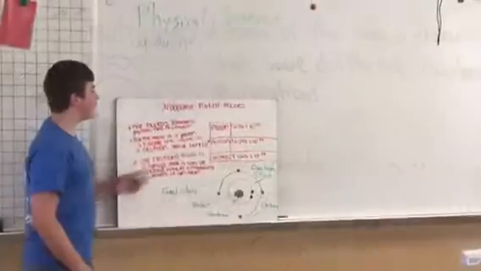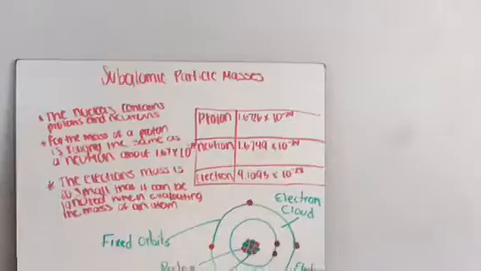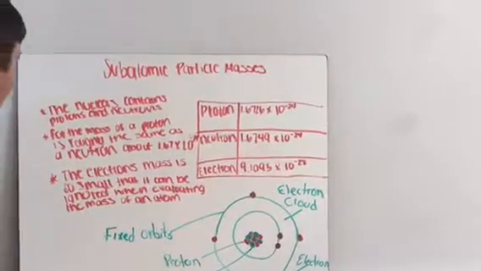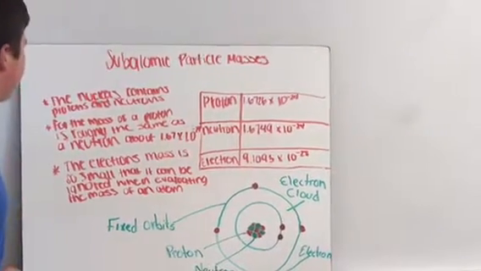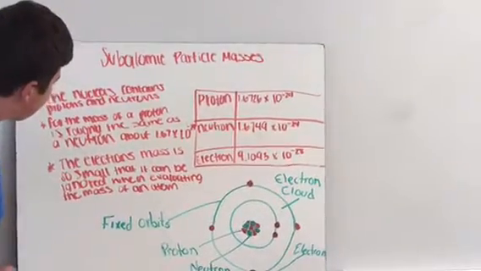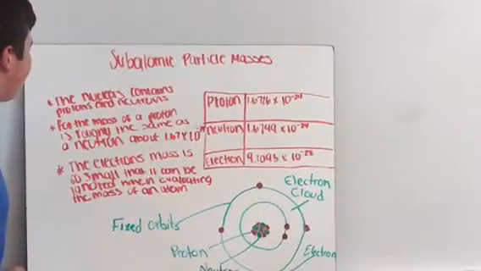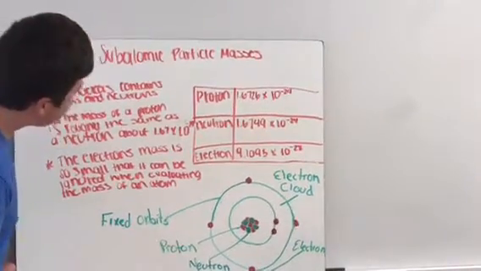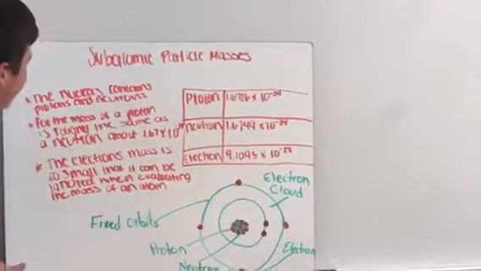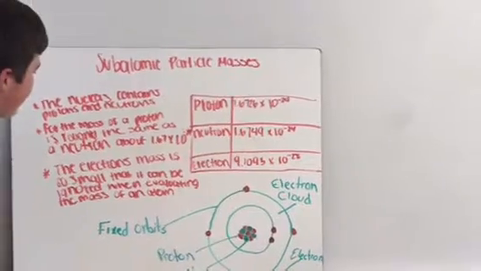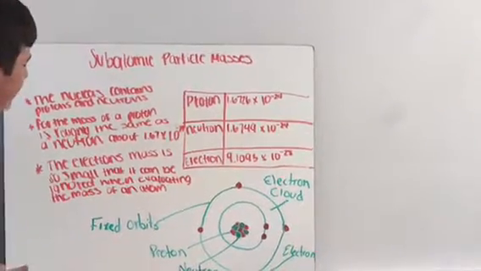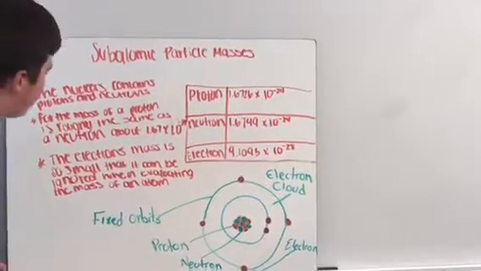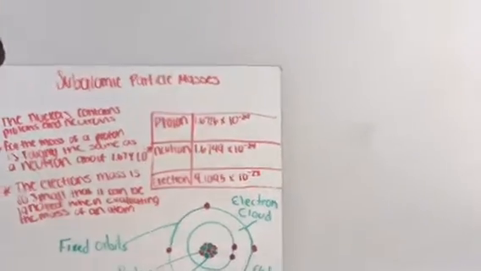Thank you very much. All right, we've got subatomic particle masses. The nucleus contains protons and neutrons. The mass of a proton is roughly the same as a neutron, about 1.67 times 10 to the negative 24. Very good. The electron's mass is so small that it can be ignored when evaluating the mass of an atom.